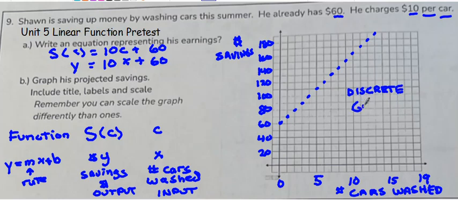Graph. Because the points are separate, distinct, and countable, this would be the correct graph. It wouldn't be a solid line. It would be dotted, each point representing a car being washed and that much more money being put into savings. Okay, so that's number 9.